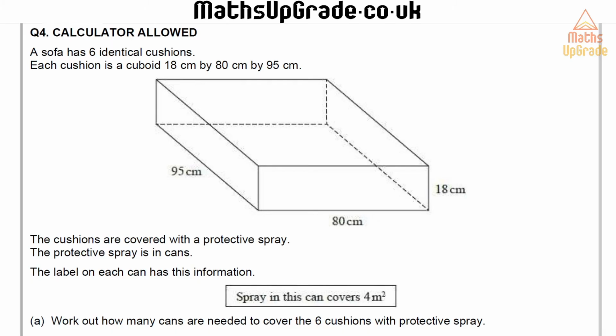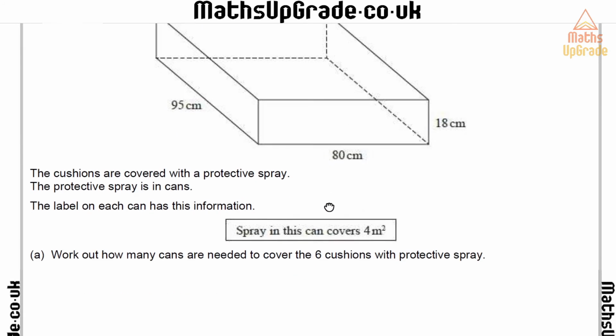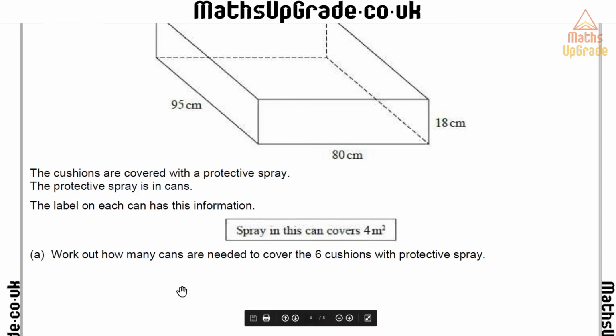Question 4. I've got a sofa which has got 6 identical cushions. Each cushion is a cuboid 18 centimeters by 80 by 95 centimeters. The cushions are protected with a spray, and it comes in cans. The label on each can has information on it. So each can covers 4 meters squared. We need to work out how many cans are needed to cover the 6 cushions with protective spray. This question is worth 5 marks.